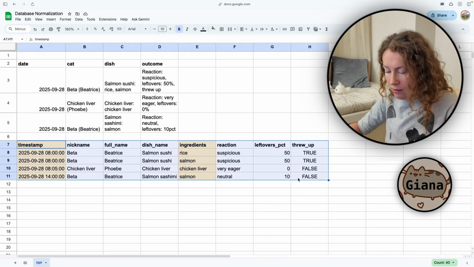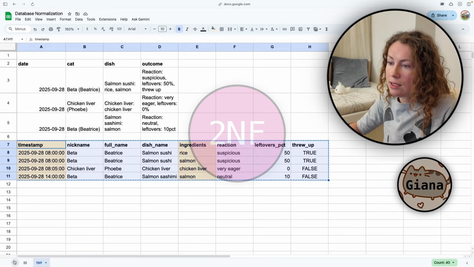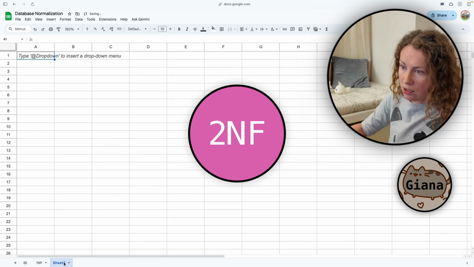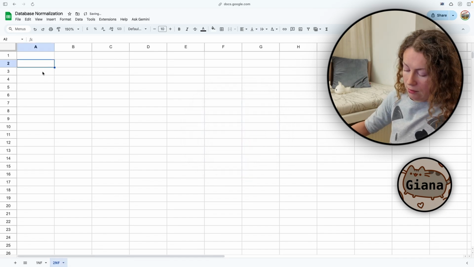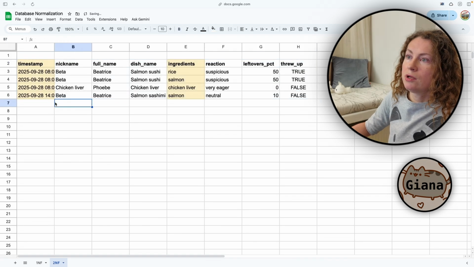And let's start a new sheet for the second normal form. And let's copy over our data here.